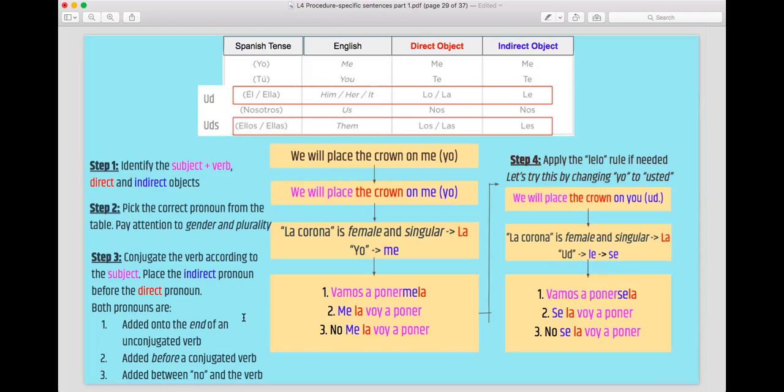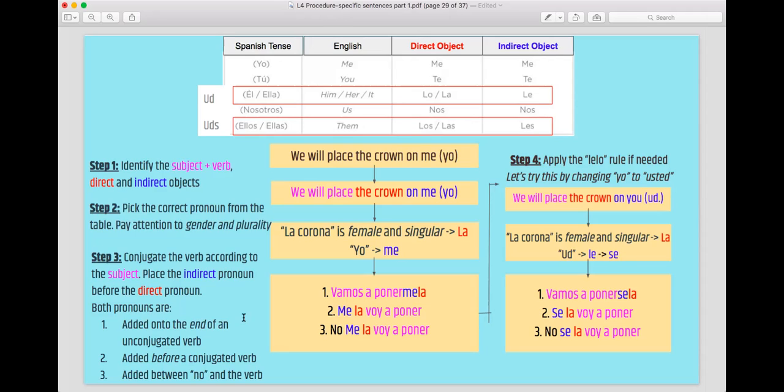What is the indirect object? That would be me. So the crown is going to be placed on me. So we've color-coded the sentence. We will place the crown, the direct object, on me, the indirect object. Now we do step 2.